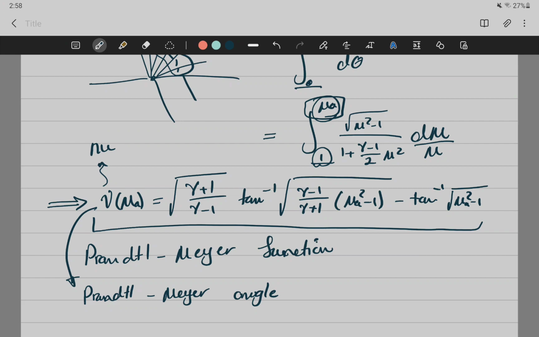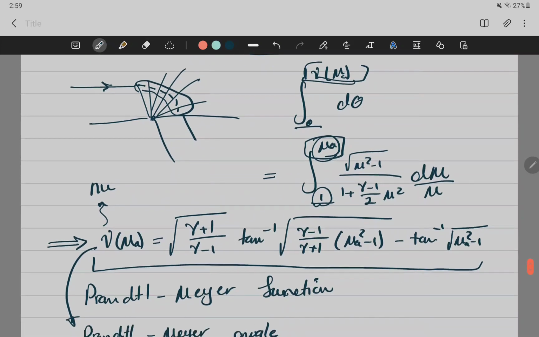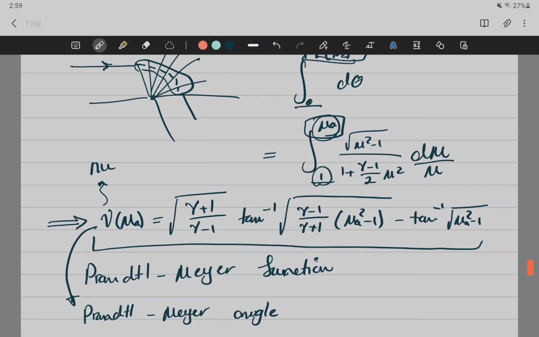So this Prandtl-Meyer angle is the angle you need to have on your body to turn a sonic flow to a specific supersonic flow, right? So if I go from 1 to 1.6, the angle I'm going to calculate, this Prandtl-Meyer angle, is going to give me the angle needed on your shape to turn the sonic flow to Mach number 1.6.